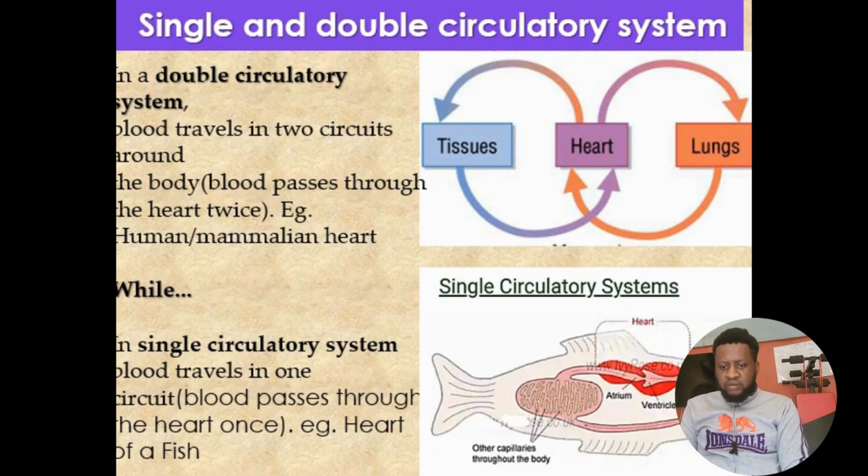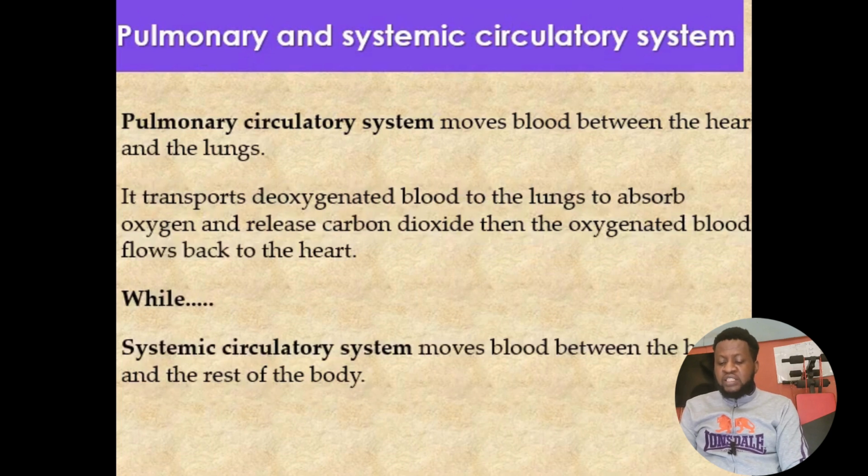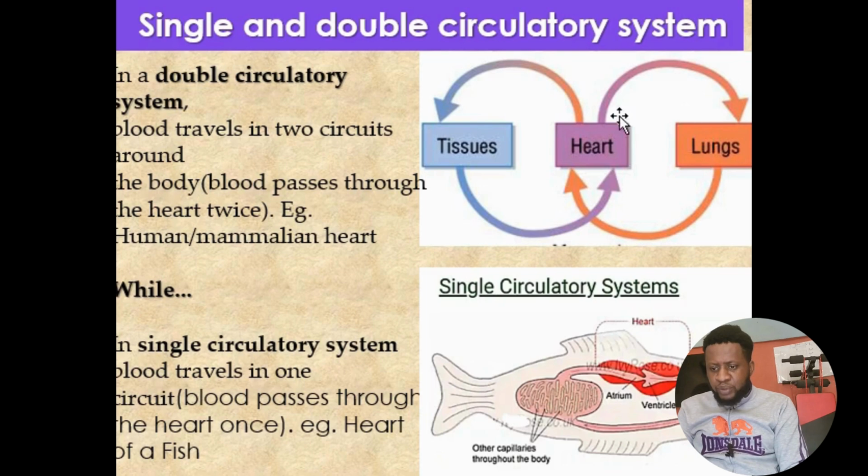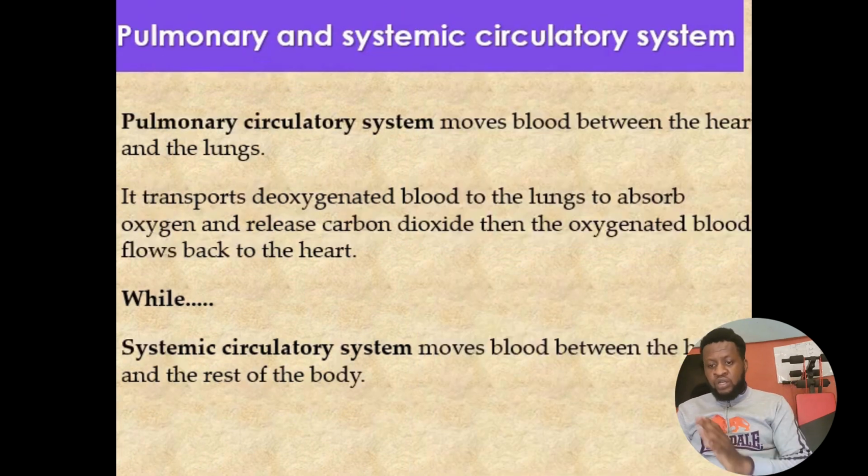So let's talk about the last one, which is the pulmonary and systemic circulatory system. When we talk about the pulmonary circulatory system, like I said before, it is the movement of blood from the heart to the lungs. So it's between the heart and the lungs. Now, I want to go back to this page. You can see heart plus lung is equal to pulmonary circulatory system, while heart plus tissue is equal to systemic circulatory system. That's as simple as that. So the pulmonary system moves blood between the heart and the lungs, while the systemic circulatory system moves blood between the heart and the rest of the body. That is all you need to know.